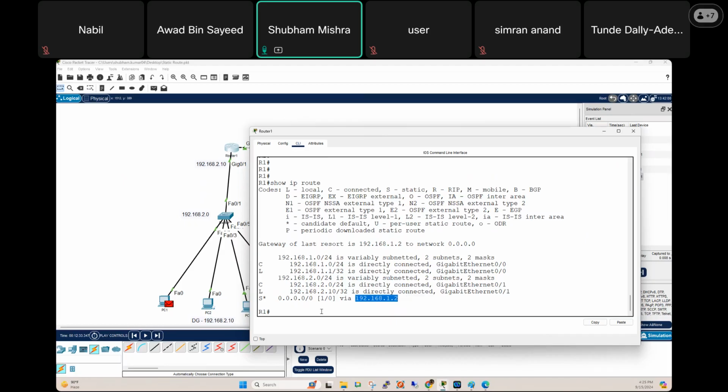Yes, sir. And what do you mean by S star? S means what? Static. Star means what? Default. It means we are writing this statically. You are configuring this route manually, but this is called a default route. So that's the reason for S star. The default route entry will always be S star. Done, everyone? Yes or no?